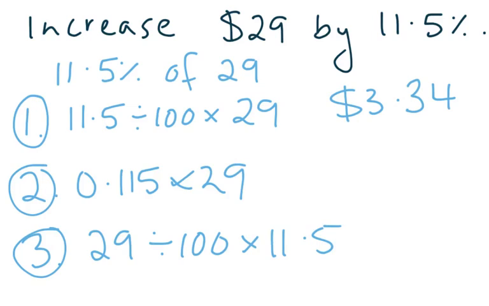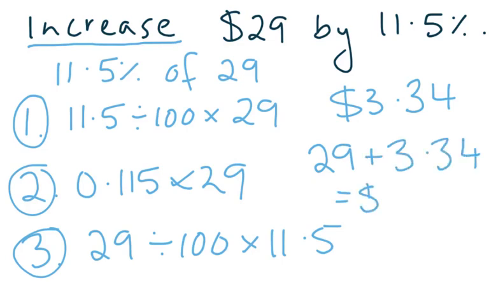And then again, we still haven't finished because it says increase. So we do 29 plus $3.34 to give us $32.34 as our final answer.